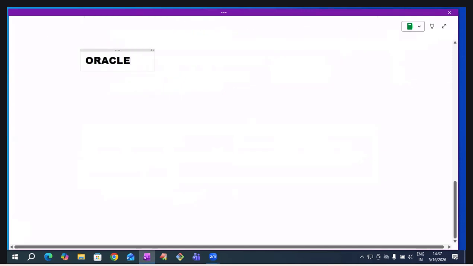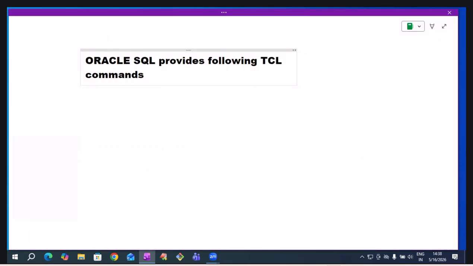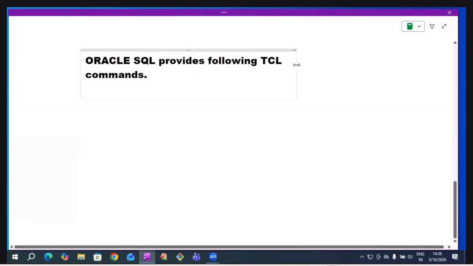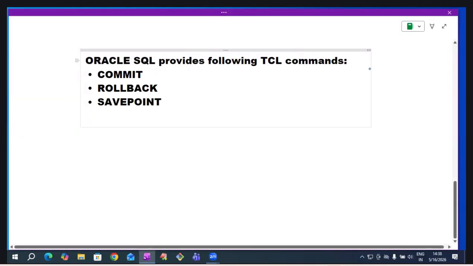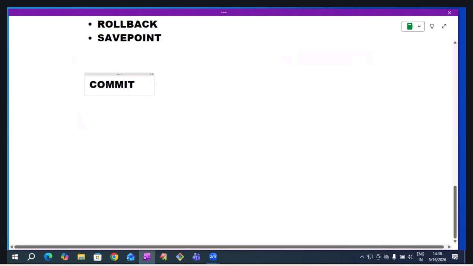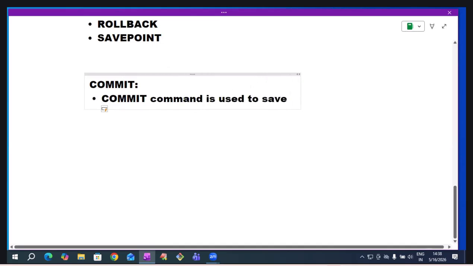So Oracle SQL provides the following TCL commands. Okay, what are those? First one is, you already know, commit. Second one, rollback. Third one, savepoint. So these are the three TCL commands. Let's talk about the commit command. This commit command is used to save the transaction. To save the transaction, we use it. Commit command is used to save the transaction.